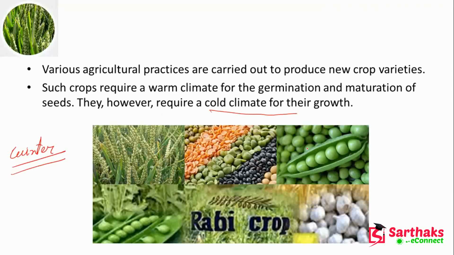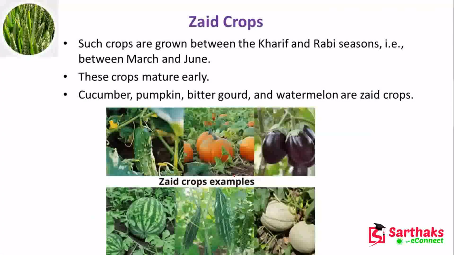In the winter, you have written this thing or not? Yes. Winter is very good for these pulses also. So we are cultivating Rabi crops in the winter season. The germination or maturation of the seeds requires a warm climate, but after that, for growth, they require a cold climate.